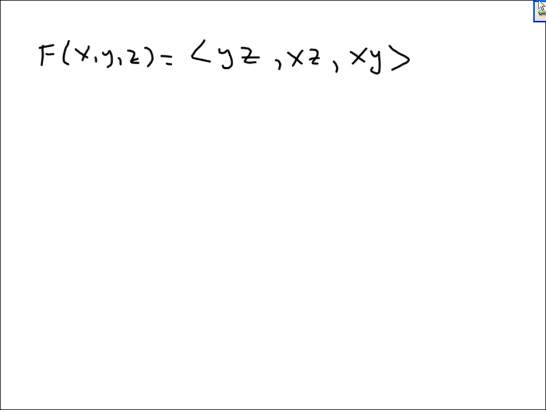Okay, suppose you're told that f of x, y, z is yz, xz, and xy. And you're told that the path is r of t equals t i plus 2 j plus t k, and t fluctuates between 0 and 4.